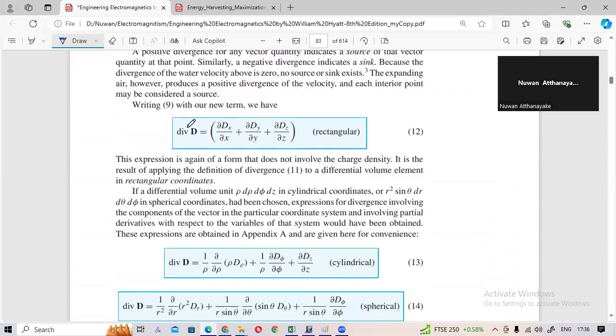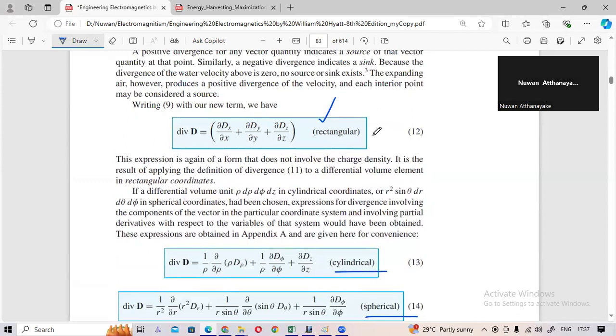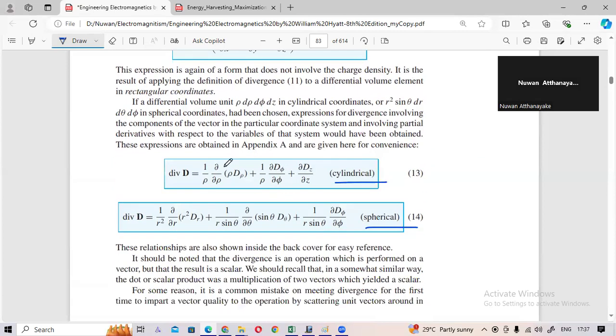This is the divergence in rectangular coordinates. Maybe there is no need to remember it because the exams are open book, but you need to know how to apply it when you need to find the divergence of a given vector in x, y, z coordinates. And this is the divergence of D in cylindrical and spherical coordinates. This is the basic, standard one.